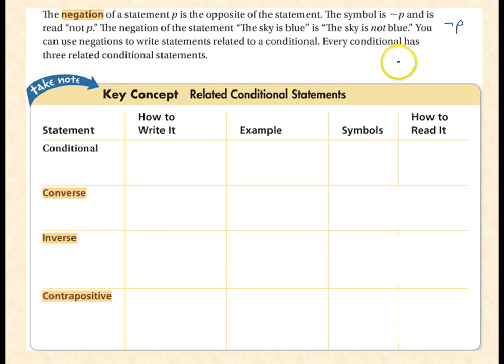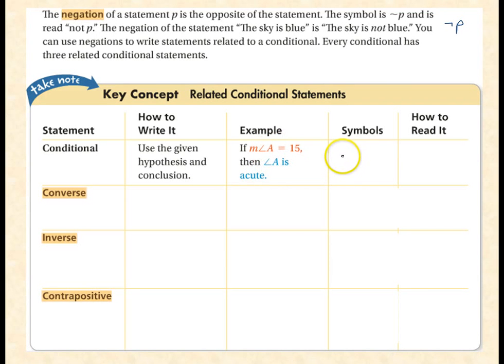So we can use negations to write statements that are related to the conditional, kind of like those bumper stickers at the beginning. Every conditional has 3 related conditional statements. So the conditional uses the given hypothesis and conclusion. Here's an example. If the measure of angle A is 15 degrees, then angle A is acute. The symbol for that is P implies Q, or you can say if P, then Q.